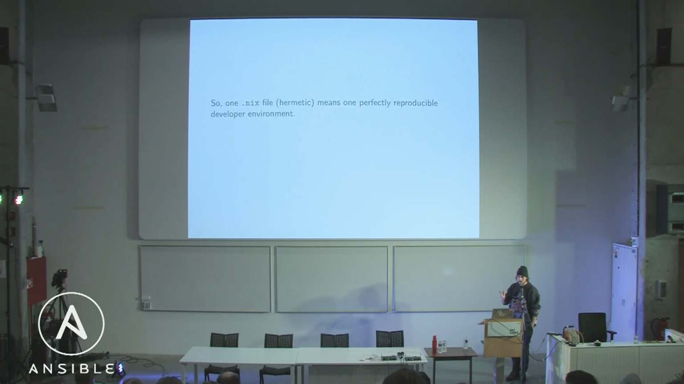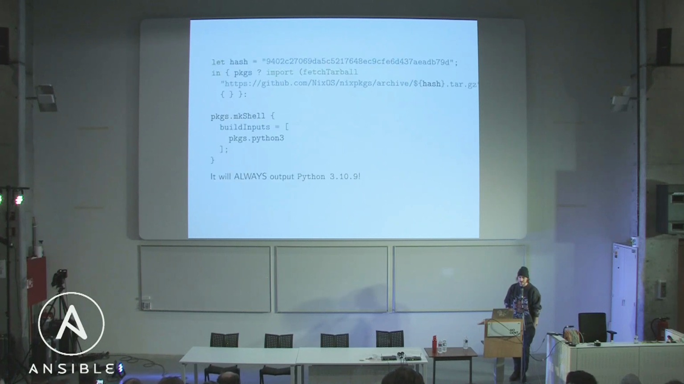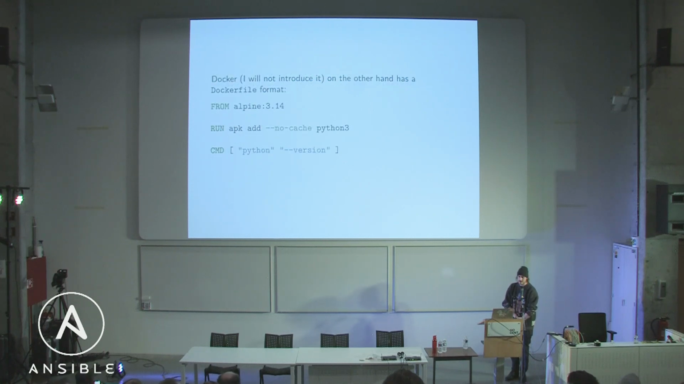So the guarantee is, one Nix file is hermetic, guaranteed by the flakes feature, which means a perfectly reproducible developer environment. It's guaranteed. So it's a really cool guarantee. And if we want a code example, here I set a hash where I say this version of Nix packages, so I'm sure I will always have exactly the same version of Python 3. And if I talk a bit about Docker, you will say, yeah, I know, I will have the same guarantee, but I want you to ask yourself, are you sure?